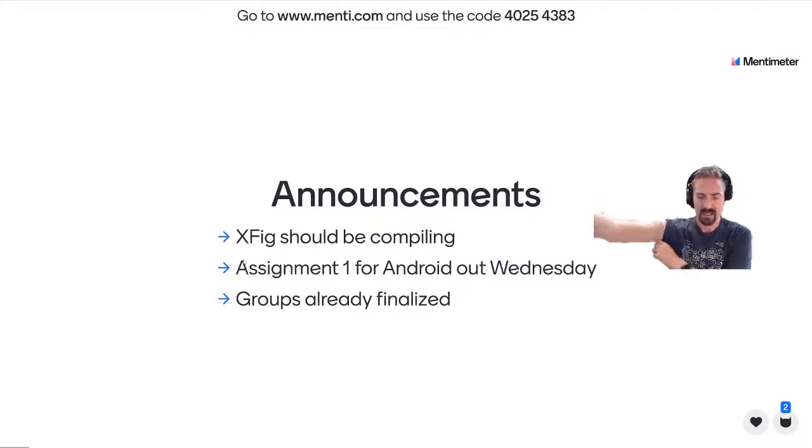Assignment 1 for Android will be out on Wednesday, and the groups are all finalized. Let me know if that is not true for you, but everybody should have a group mate, and the first assignment is going out on Wednesday, so you know what to work on. It will be a group assignment. Remember, we're only in groups of 2, so it's a group of 2.